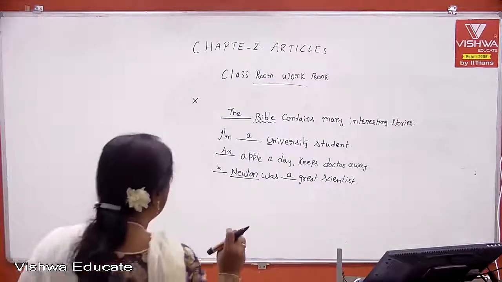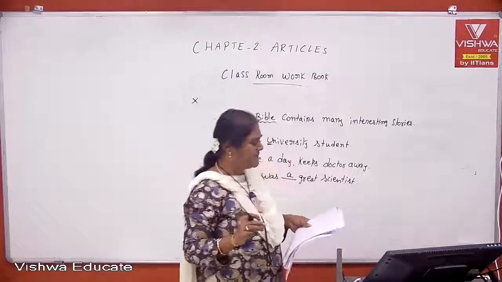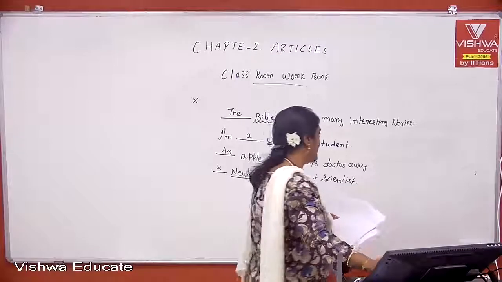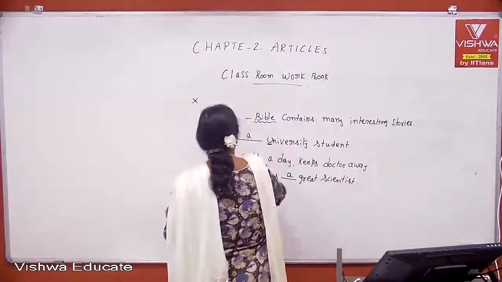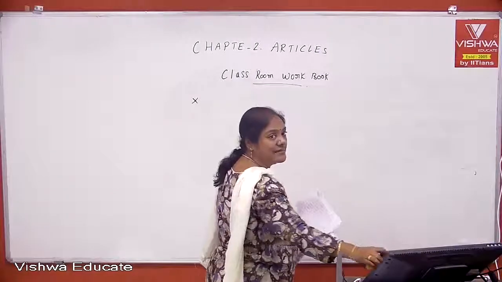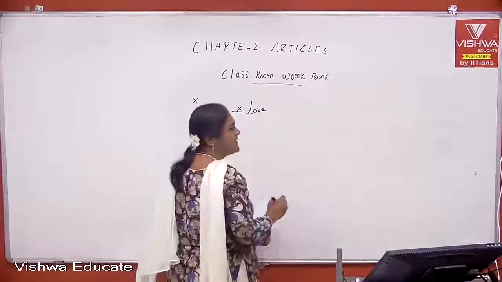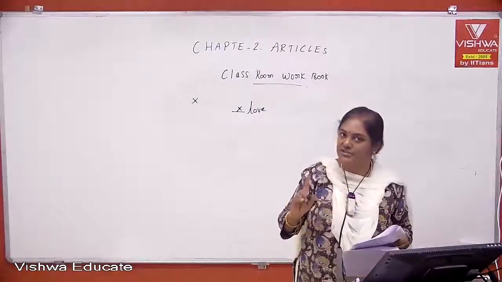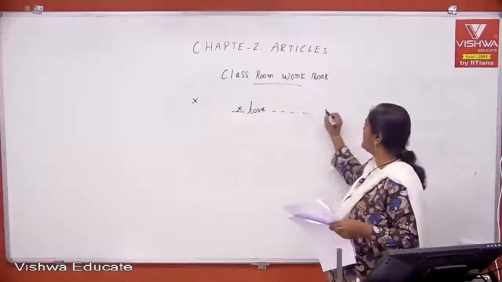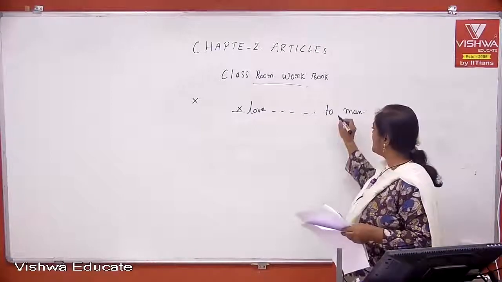Now, we have here an interesting question. Question number 5. Blank love is inspiration to blank man. Love is an abstract noun, correct? So therefore, no article before it. Love is inspiration to man.